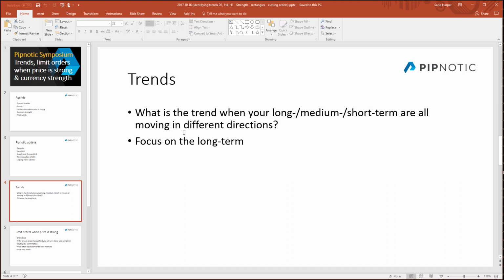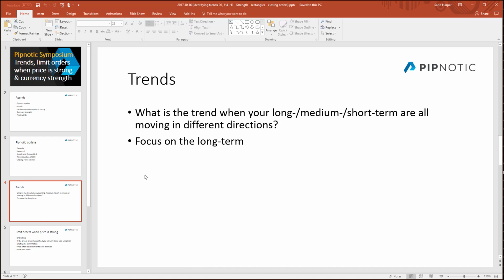Okay, trends. Trends can be a little bit difficult to assess, and why is that? Well, that's because you can easily get mixed signals depending on the time frame that you're looking at. So assuming that your long-term time frame is, for example, the daily chart going up, your medium term is the 4-hour, and your entry time frame is the 1-hour. What if these are all moving in different directions?